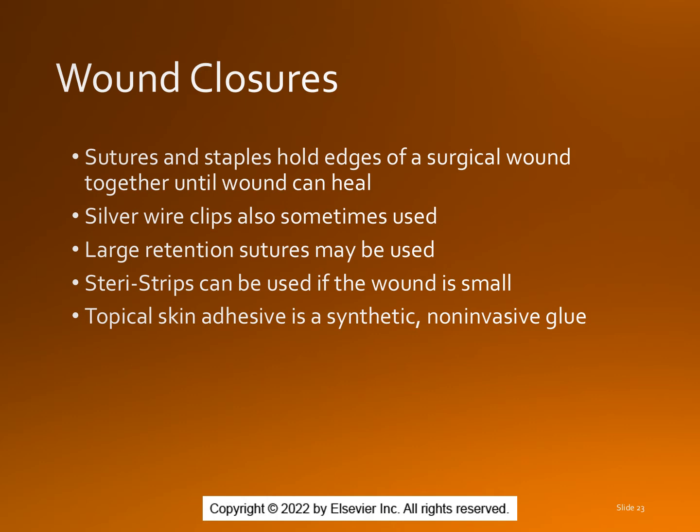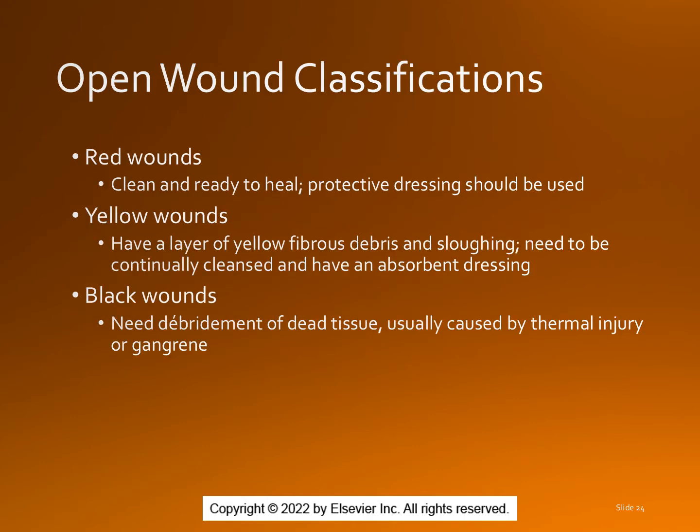The recommended method of open wound classification is based on the wound's color rather than its cause or dimensions. There are 3 basic wound types: red, yellow, and black. The type of wound will indicate the type of dressing that it needs. Red wounds are clean and ready to heal. Protection is the best method of treatment.